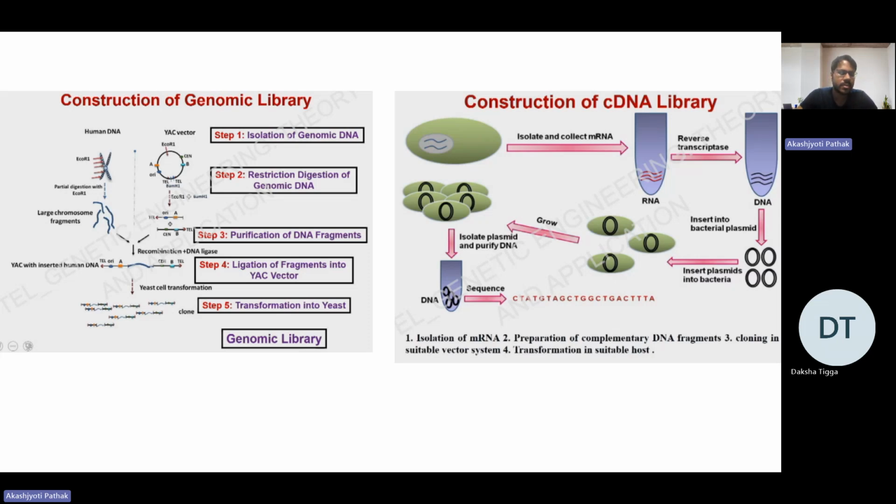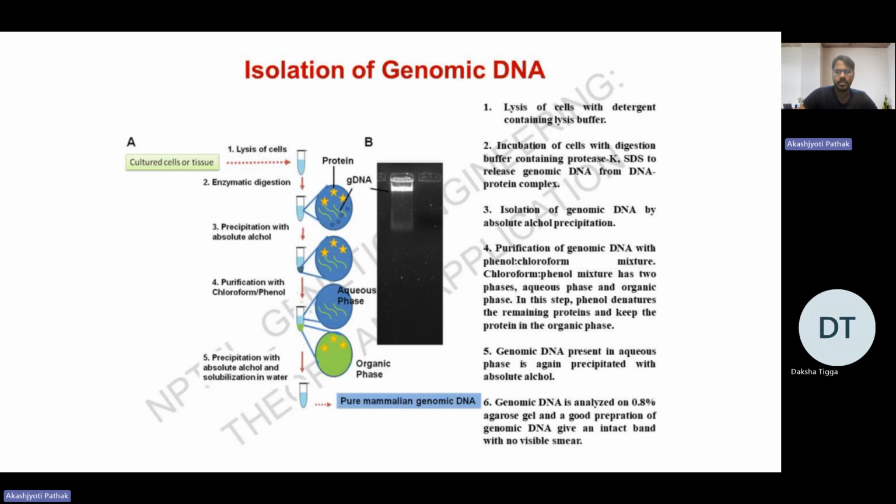Okay, so how do you construct a genomic library? For construction of a genomic library, the first step required is to isolate the genome. So we will see this slide first. For the isolation of the genome, what are the steps involved?